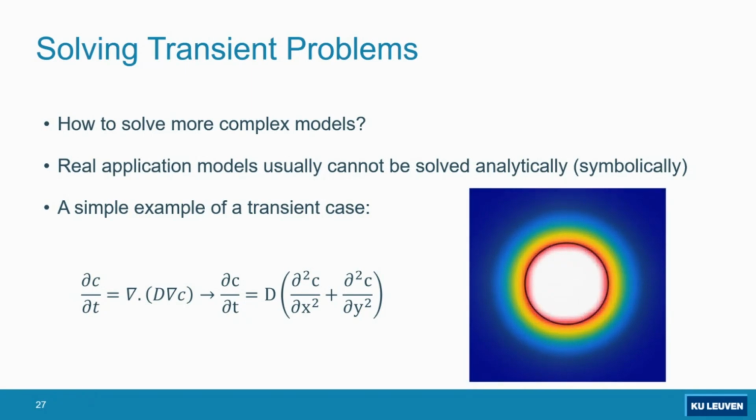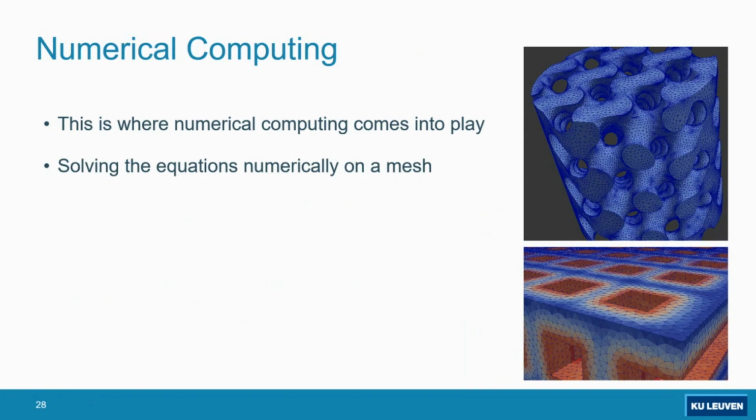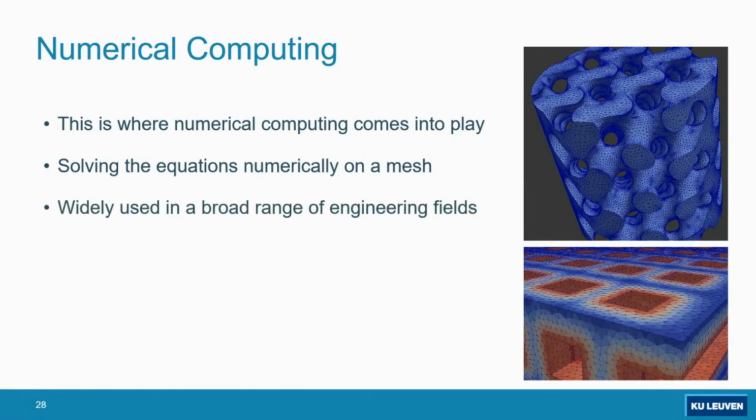So how are these kinds of simulations and animations produced? This is where numerical computing comes into play. You have seen this type of mesh and these types of figures a lot in computational engineering, when people use computers to solve equations. And this is indeed the relevance of that. It means that we want to solve the equation numerically on a mesh. I will describe what I mean by numerically. But as I told you, this has a wide variety of applications in a broad range of engineering fields.